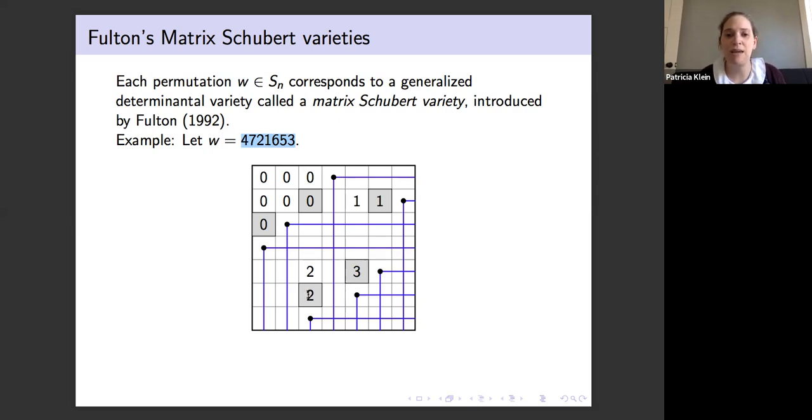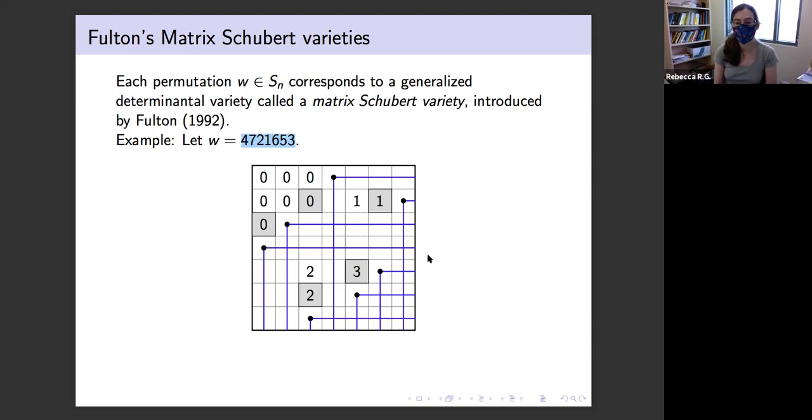And this is called the Rothe diagram. The Rothe diagram is the same information as the Bumpless pipe dream, and then it's droops of the Bumpless pipe dream that give you all of the Bumpless pipe dreams. Thank you.